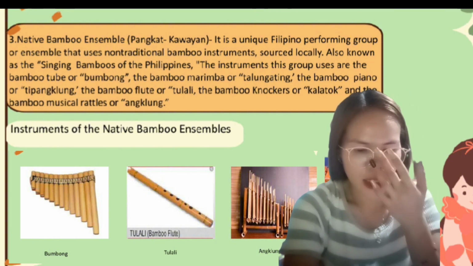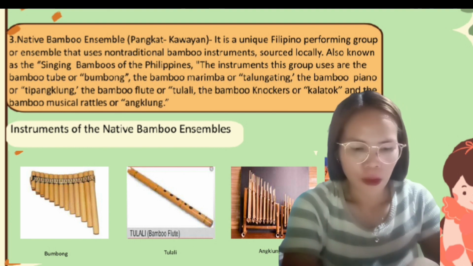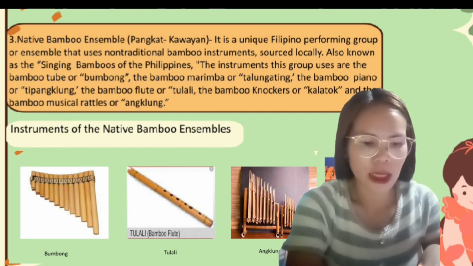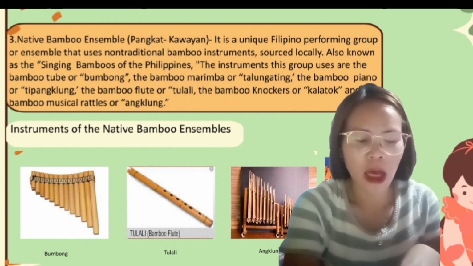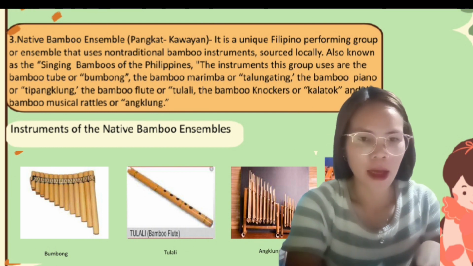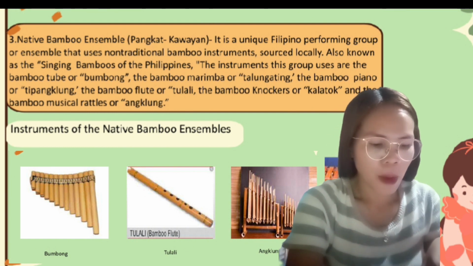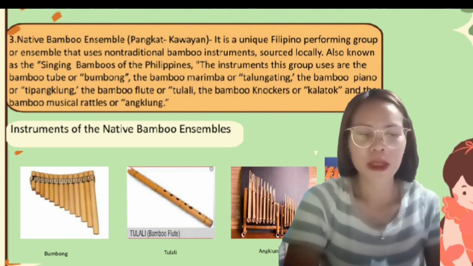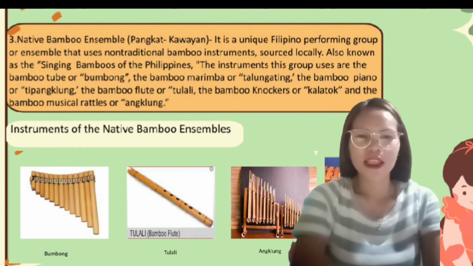So, last is angklong. Ito ay binubuo ng isang hanay ng mga bamboo tubes na may iba't ibang haba at diametro. Ang mga tubes ay nakakabit sa isang frame. So, that's all. Thank you.